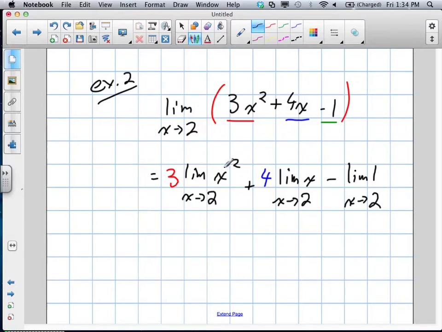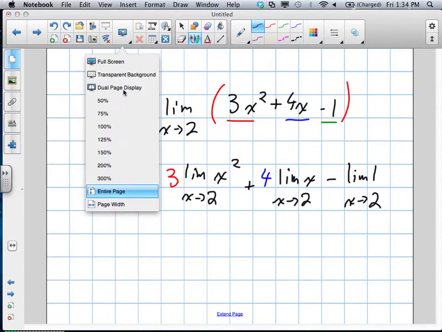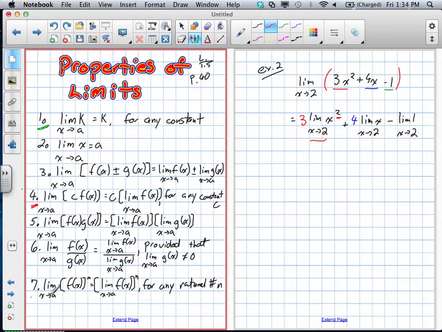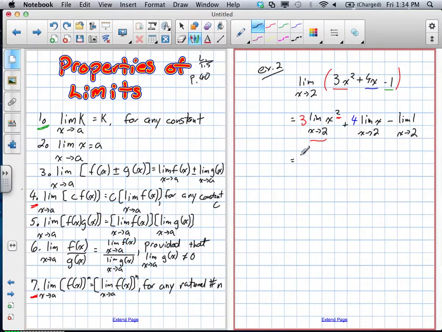Now, technically, again, I should bring this up one more time. We can break our first term up one more time because it has an exponent. We're again looking at this rule here. We're going to break it up a second time. We're going to put 3 in front, and we're actually going to be just looking for the limit of x as x approaches the number 2. And then our number squared, we'll do that at the end. Okay? So that's related. So we've used rules 1, 4, and 7 for this question.